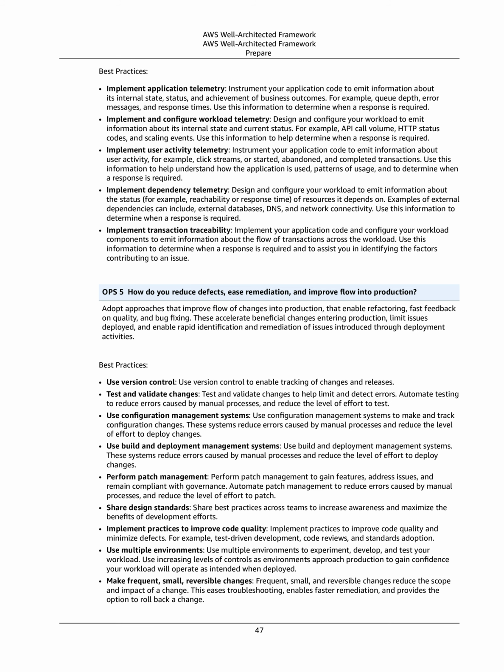Use multiple environments. Use multiple environments to experiment, develop, and test your workload. Use increasing levels of controls as environments approach production to gain confidence your workload will operate as intended when deployed. Make frequent, small, reversible changes. Frequent, small, and reversible changes reduce the scope and impact of a change. This eases troubleshooting, enables faster remediation, and provides the option to roll back a change.